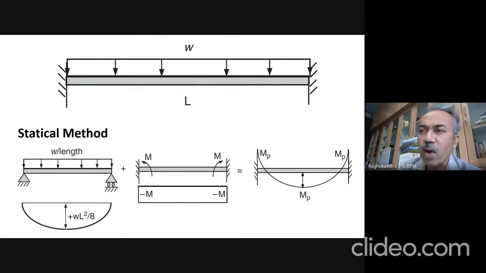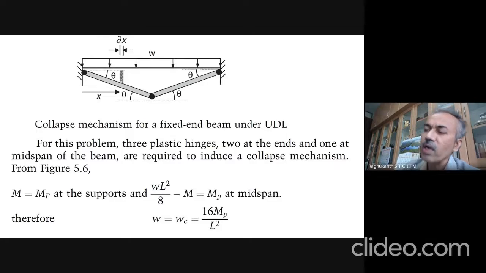Now the same thing if you have a fixed beam; we have already done it in our previous class. Static method means you draw the bending moment diagram, and three hinges are required. You equate all these things to Mp itself, and then you do equilibrium once again, and then you get the analysis. But for the fixed beam it is very simple. 2Mp will be equal to WL squared by 8, and you can easily get these numbers. And if you want to do it by virtual work, we did that already.